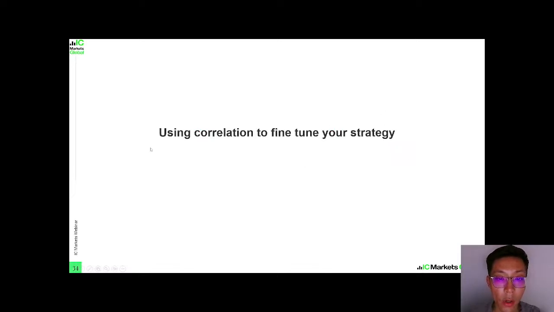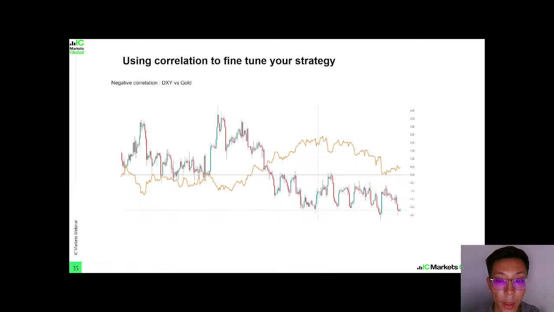Okay, so using correlation to actually fine-tune your strategy. How can you use correlation? From this example, you can see DXY versus gold. We actually have a negative correlation between DXY and gold.